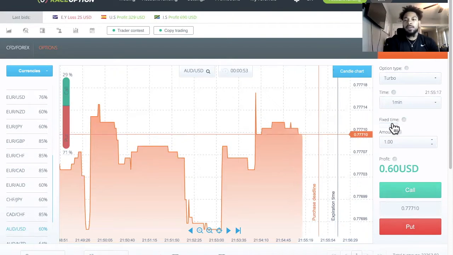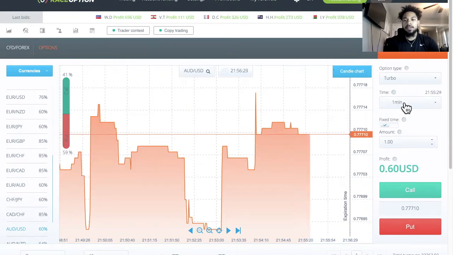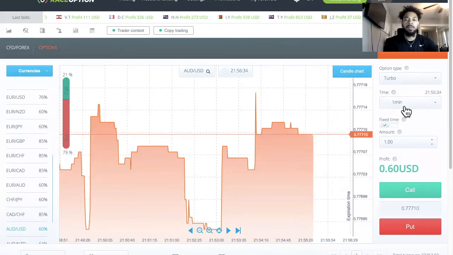And then below that, you have fixed time, and you can choose whether you want your fixed time on or off. If you do put it on, that means no matter what, when you enter the trade, you're going to get whatever time is selected. So if I were to enter a trade right now, I would be in that trade for 1 minute.